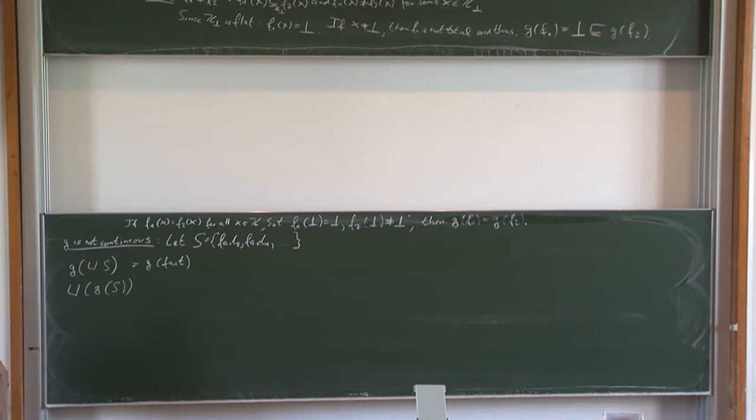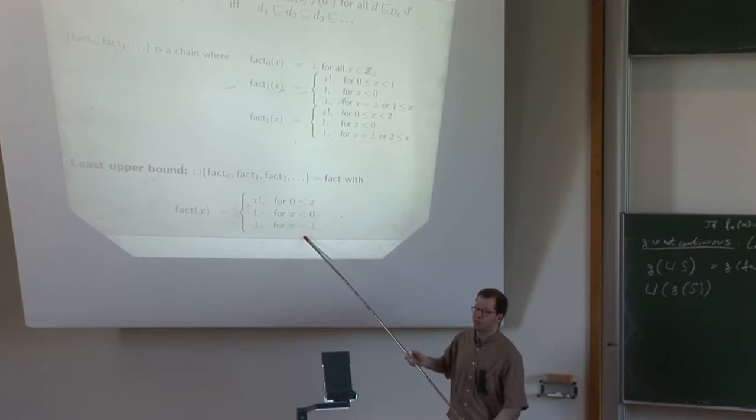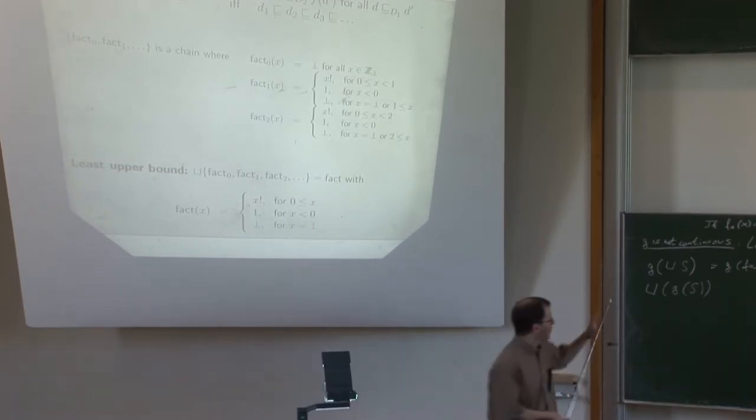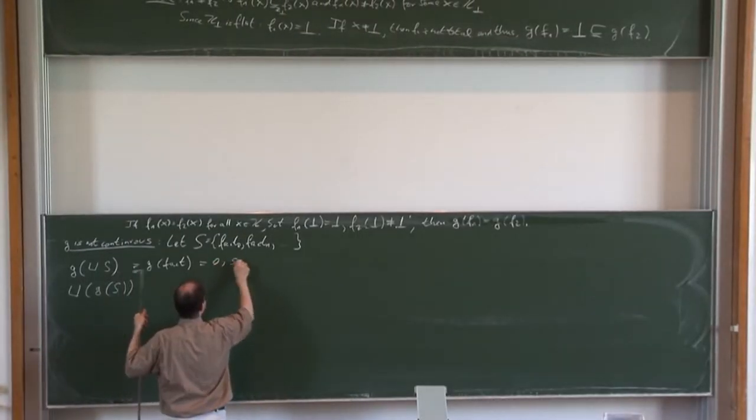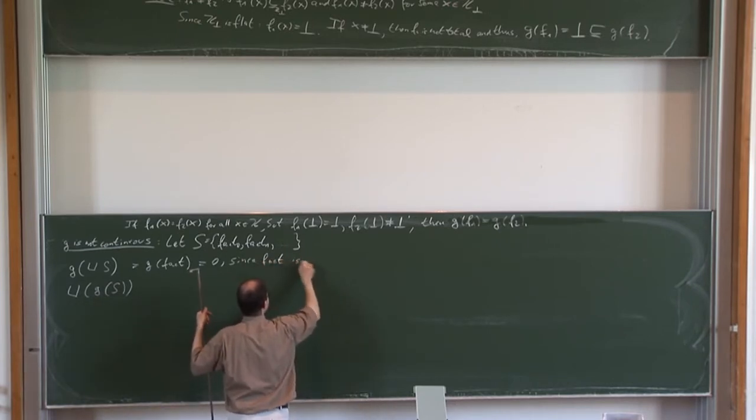Fact is this function. What g does is it checks whether its argument is defined everywhere except for bottom. Now this function is defined everywhere except for bottom. So this is a total function. The factorial function is total. So g will return 0, since fact is a total function.